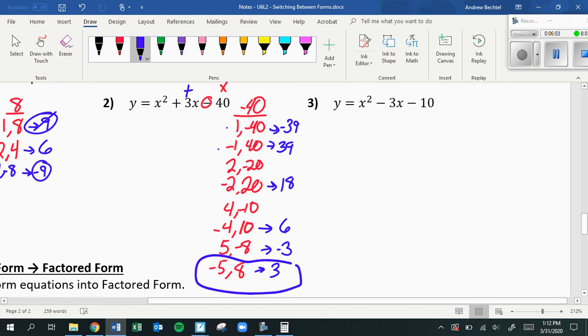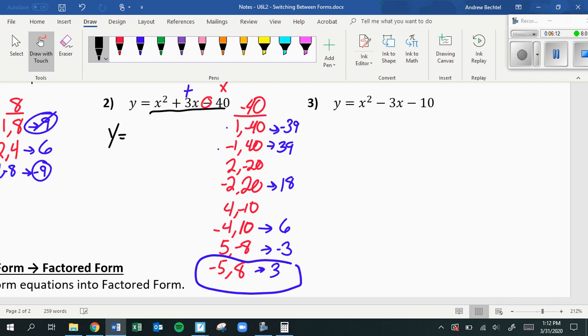So now what we need to do is rewrite our equation. It's going to still say y equals. That is still a part of our equation. And we're going to factor this trinomial here. We'll have 2 parentheses. Both of them have an x. One of them will say -5, and the other will say +8, using those 2 factors from down below.